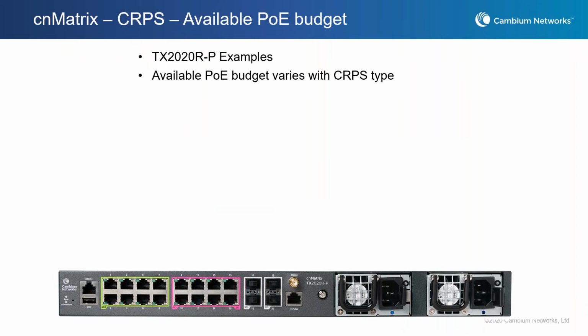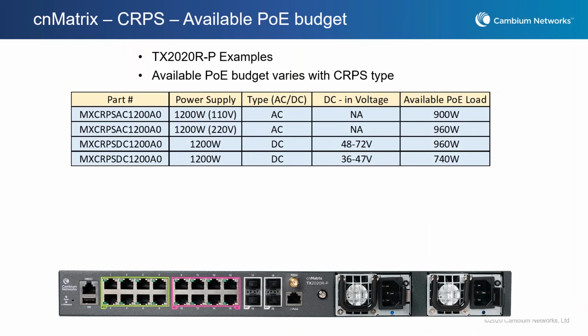So let's talk a little bit more about the PoE power budget. The PoE power budget depends on the CRPS type that you're going to use. I have some examples here. So here, these 4 rows represent the 1200 watt supply that we have. So the total supply is 1200 watts. But how much do you get for PoE out?